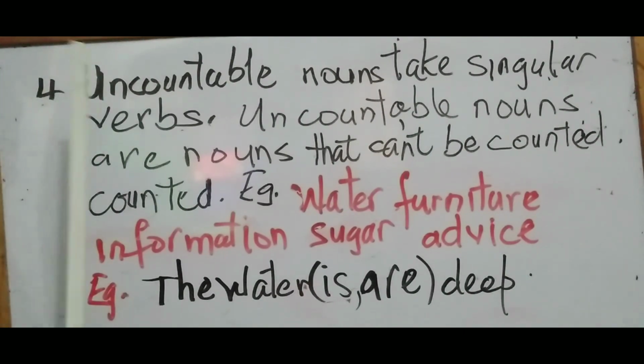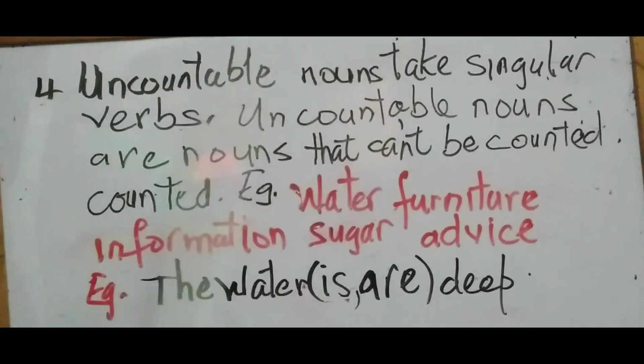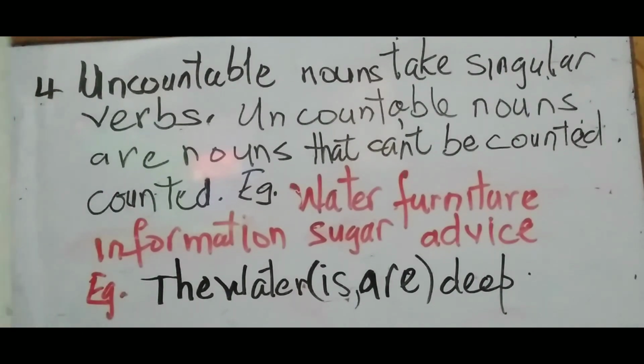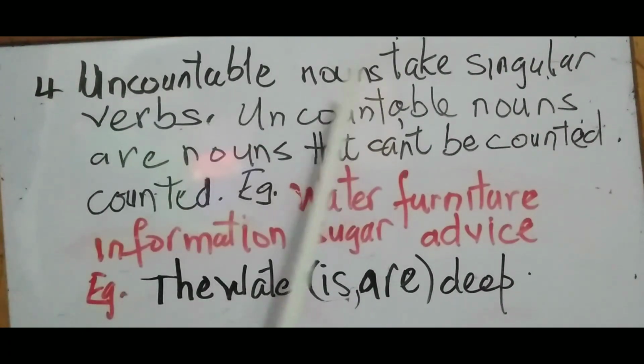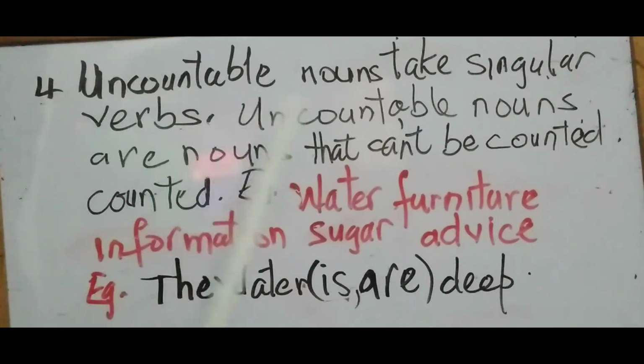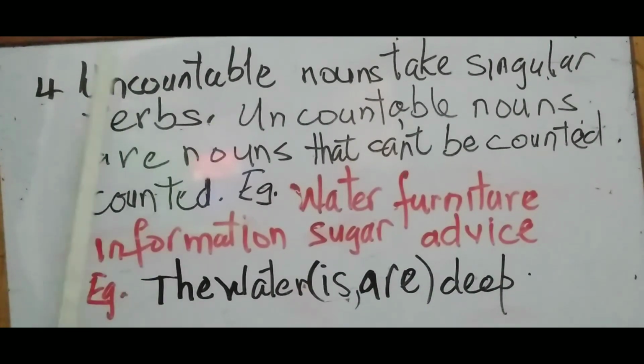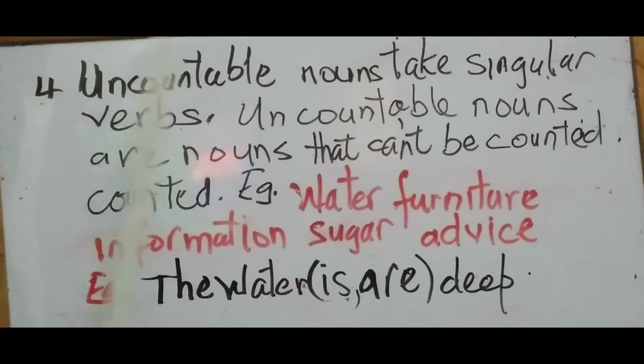Yes, let's look at another rule, and this one is about uncountable nouns. It says uncountable nouns take singular verbs. Uncountable nouns are nouns that can't be counted. So the name explains itself, right? A noun that you can't count.